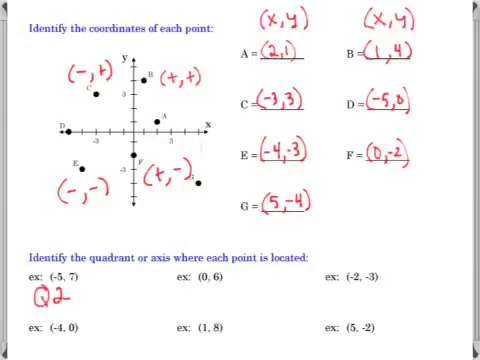The point 0, 6, I don't go anywhere in the x coordinate, and then I go up 6, that's on the y-axis. Back 2 and down 3 is negative, negative, which puts me in quadrant 3. Back 4 and up 0 leaves me on the x-axis. Over 1 and up 8 puts me in the first quadrant, and over 5 down 2 puts me in the fourth quadrant.